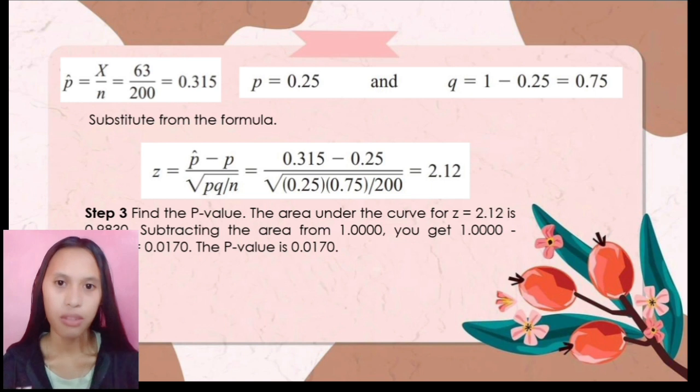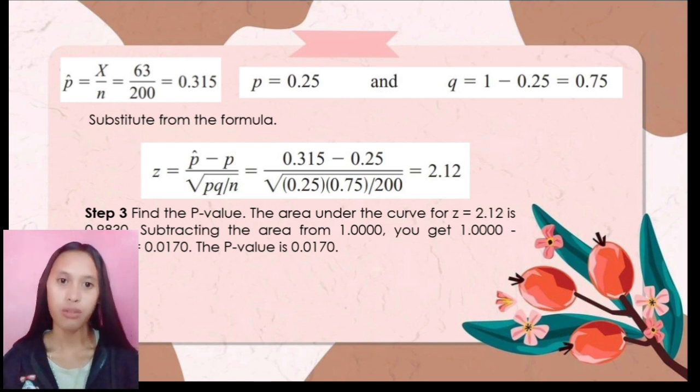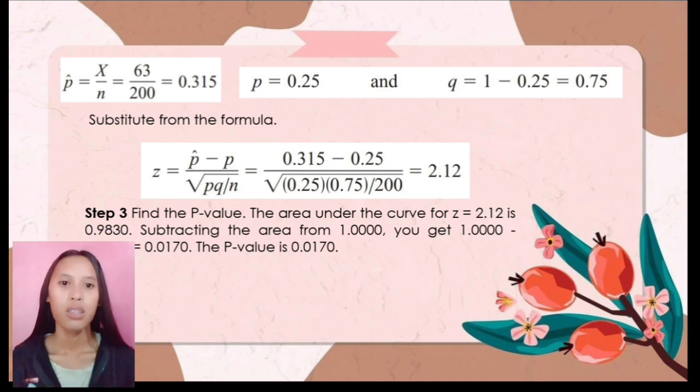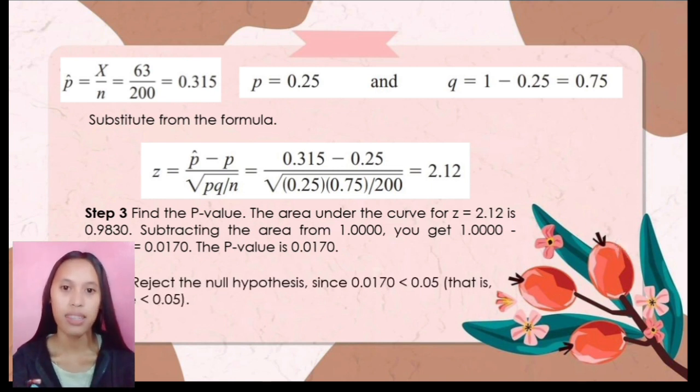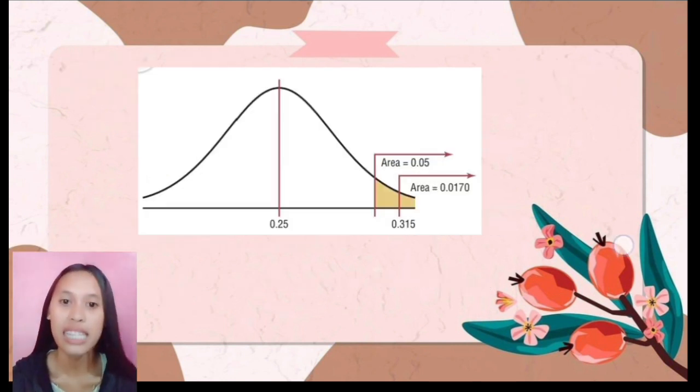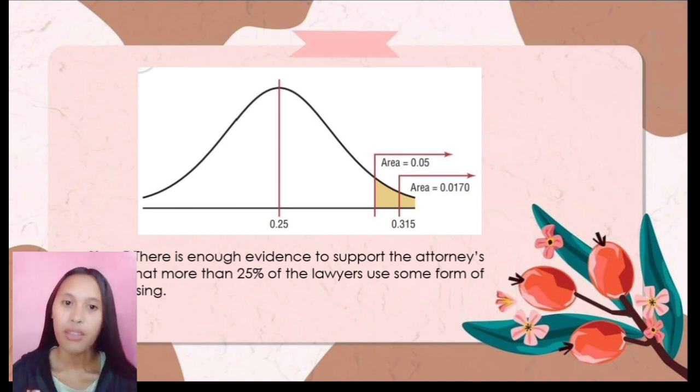In step 3, find the p-value. The area under the curve for z equal to 2.12 is 0.9830. So subtracting the area from 1, you get 1 minus 0.9830 is equal to 0.0170. So the p-value is 0.0170. In step 4, let us reject the null hypothesis, since 0.0170 is less than 0.05. In step 5, there is enough evidence to support the attorney's claim that more than 25% of the lawyers use some form of advertising.